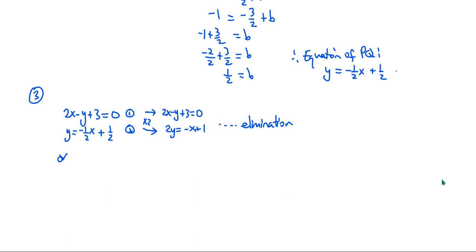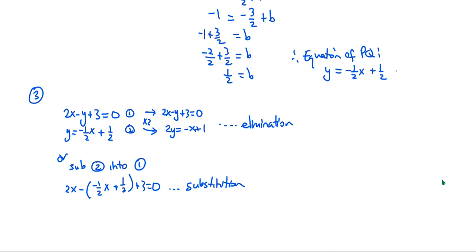And then line up the terms and then use elimination. Or we can use substitution. So we could substitute line 2 into line 1 because y is already isolated. And I get 2x minus negative 1/2 x plus 1/2 plus 3 equals 0. And then isolate x or solve for x. And this is going to be substitution. Okay, so either way you do this, you're going to get a point of intersection.